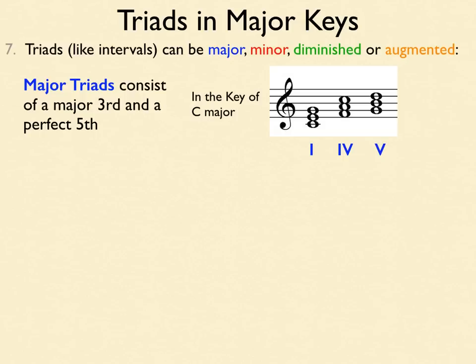In the key of C major, I've given you those triads. The distance in the tonic triad between the C and the E is a major third, and between the C and the G is a perfect fifth. In the subdominant triad, the distance between the F and the A is a major third, and the F and the C is a perfect fifth. And in the dominant triad, the distance between the G and the B is a major third, and the distance between the G and the D is a perfect fifth. So that's what makes them major triads.